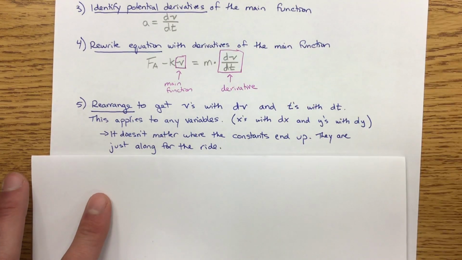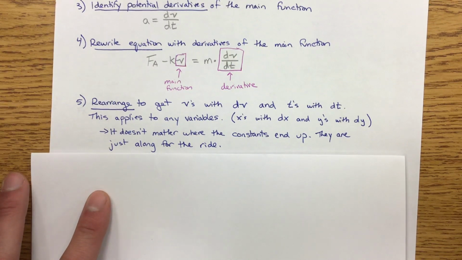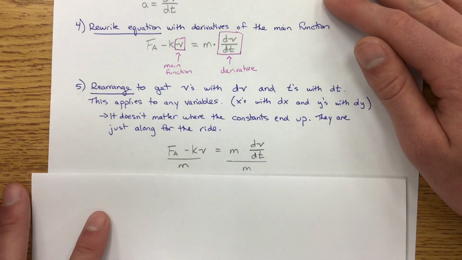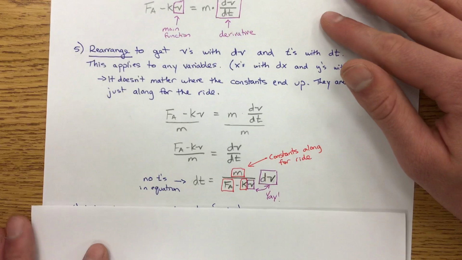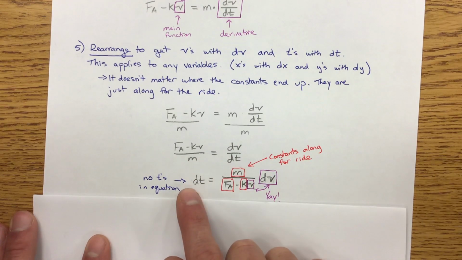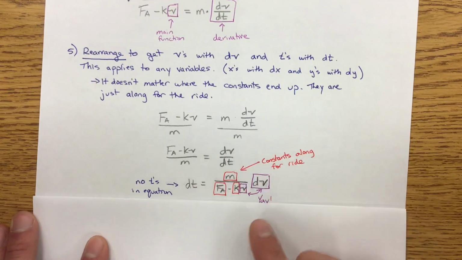It does not matter where our constants end up. I don't care where they end up. I'm going to keep them all together just for simplicity's sake, but it doesn't really matter where they go. So what we end up getting if we move all of this stuff around is I put dt on one side, and then I put everything else with dv on the other side.